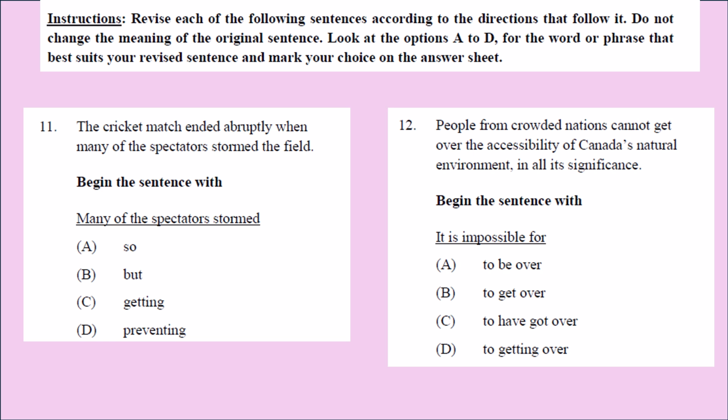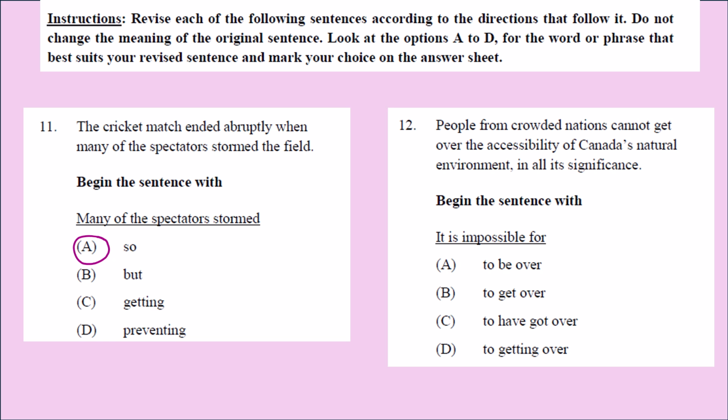Revise each of the following sentences according to the directions that follow it. Do not change the meaning of the original sentence. Look at the options A to D for the word or phrase that best suits your revised sentence. Question 11. The cricket match ended abruptly when many of the spectators stormed the field. Begin the sentence with many of the spectators stormed. So what we would have is many of the spectators stormed the field, so the cricket match ended abruptly.